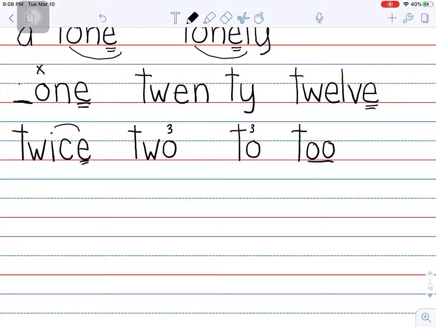Okay, and while we're here, let's write the word 3. 3. 1 syllable. The first sound is th, r, e, and I'm going to use the 2 e's together to say e in 3. There we go.